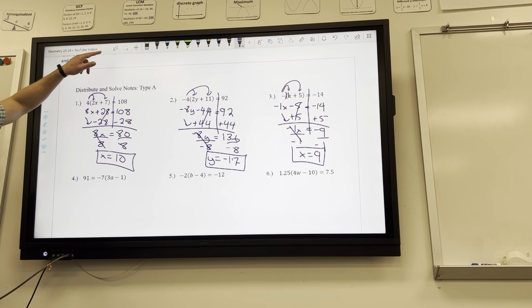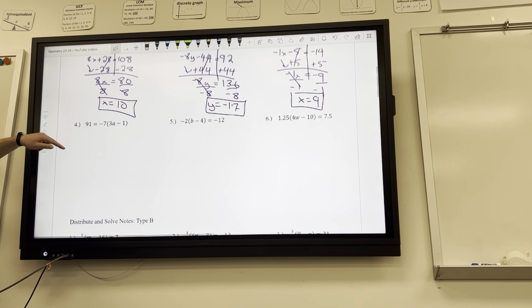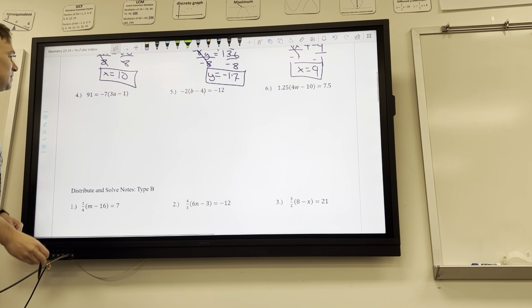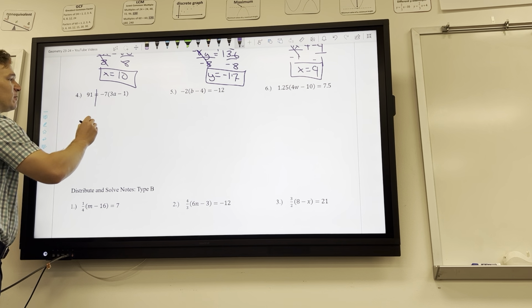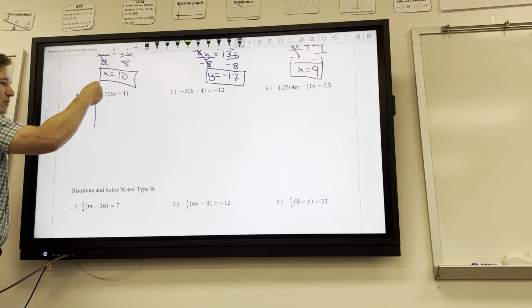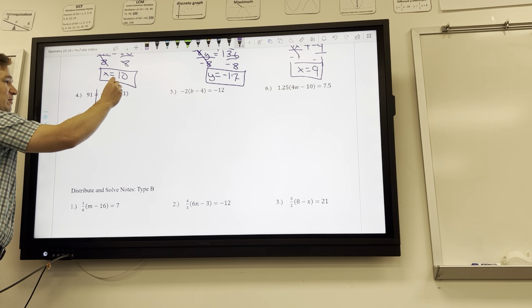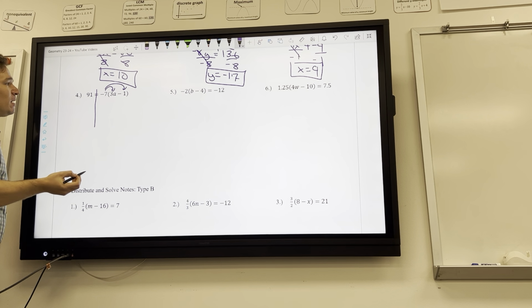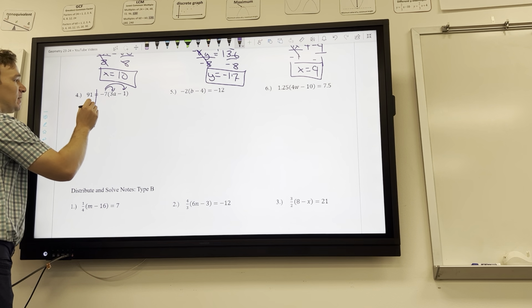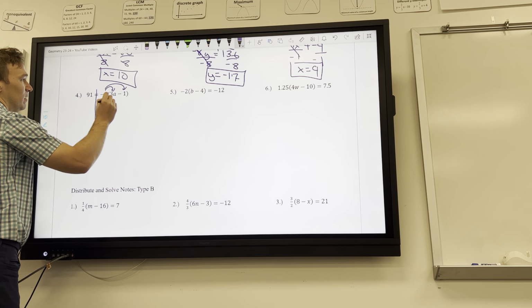Alright, number 4. On this one, it's a little bit different because the variable is now on the right side, so that means we're going to be doing all our work on the right side instead of the left. So it doesn't really change the process, it's just you're doing your work on a different side of the equal sign.